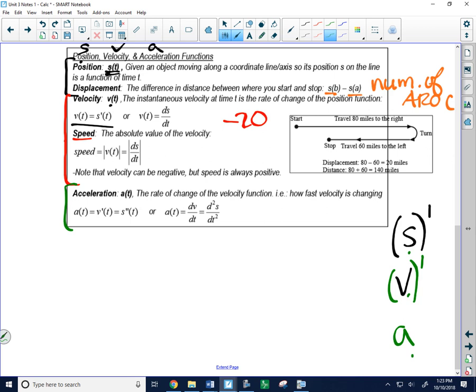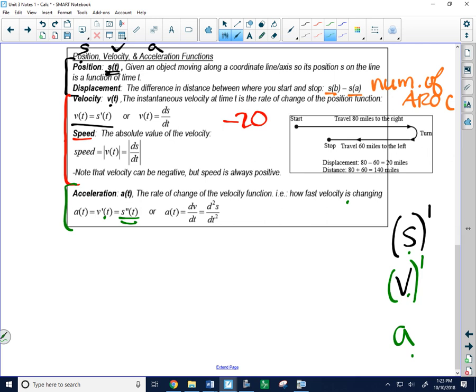Let's say, and then I'm down here with acceleration. I already said it's the rate of change. Acceleration represents the rate of change of velocity. How fast is velocity changing? It is the derivative of the velocity, which is the second derivative of position.